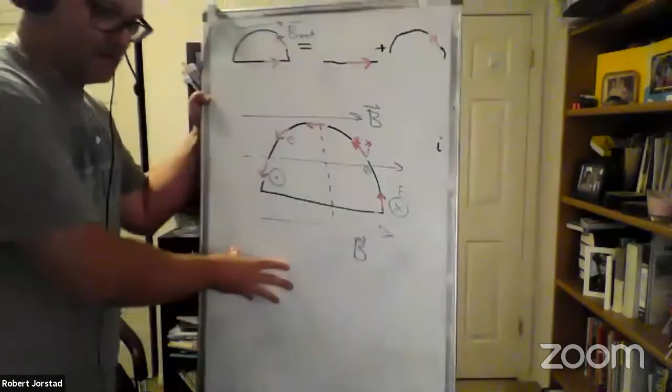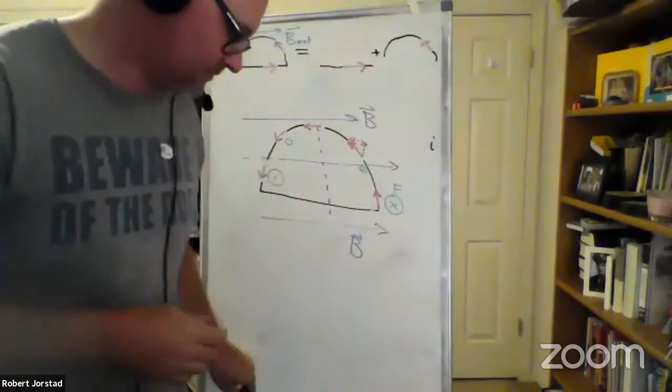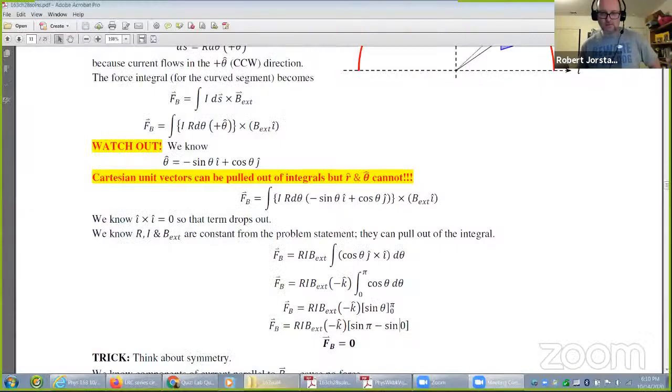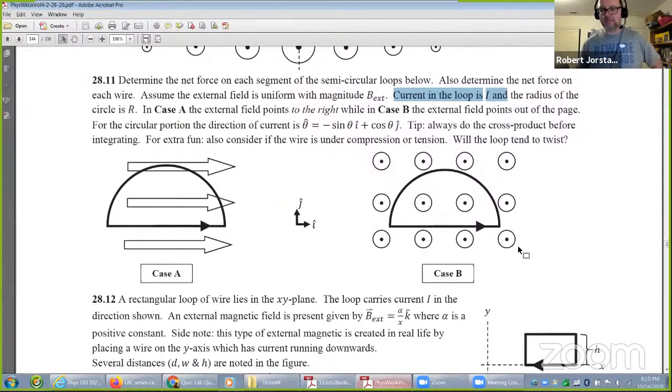So let's check out another one. Let's go back. That was when the B field was in the plane of the loop. The other one, case B, notice the B field is out of the page. So what's your gut tell you in this case? If you had to guess, is there going to be a force? Is there going to be a torque? Is there going to be both? Is there going to be neither? What do you think?